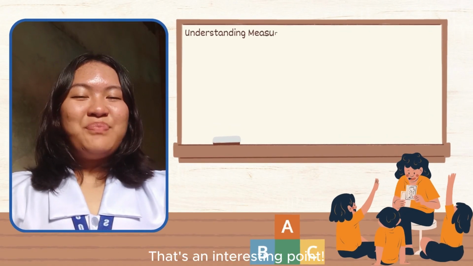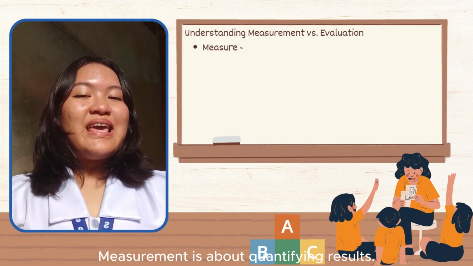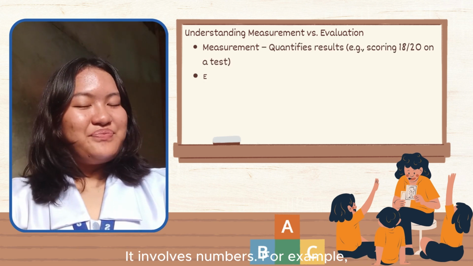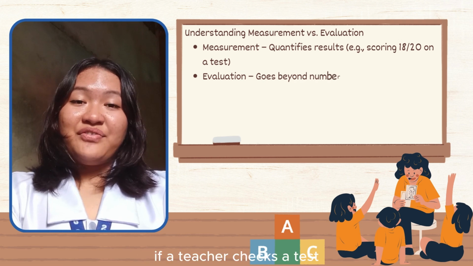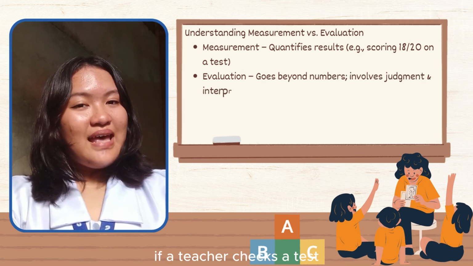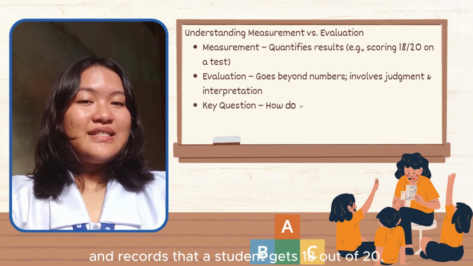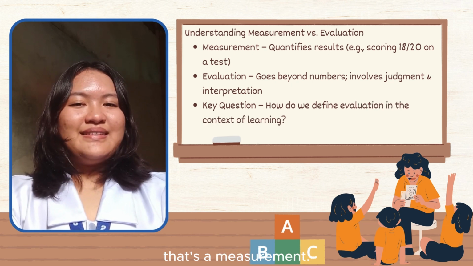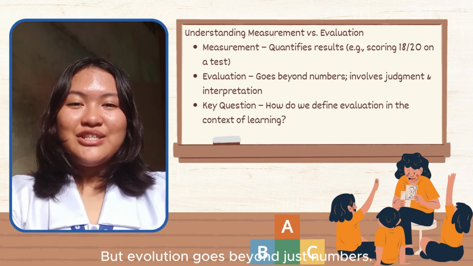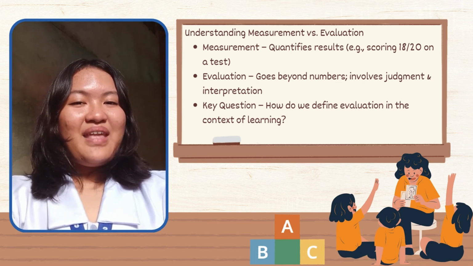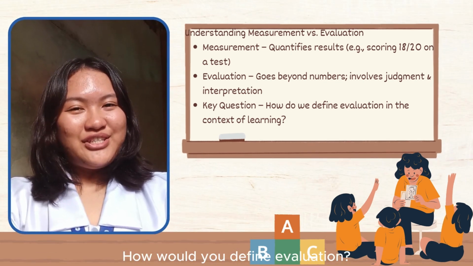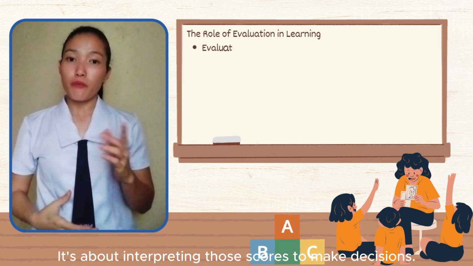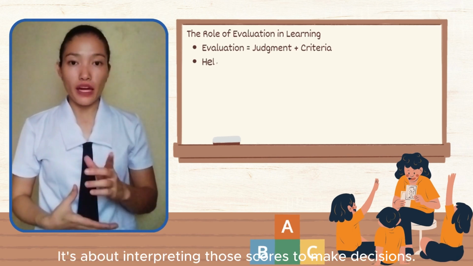That's an interesting point. Measurement is about quantifying results. It involves numbers. For example, if a teacher checks a test and records that a student got 18 out of 20, that's a measurement. But evaluation goes beyond just numbers. How would you define evaluation?